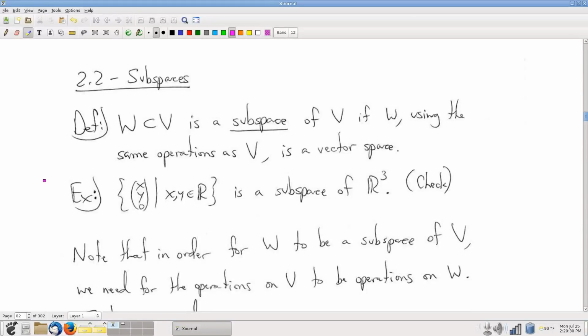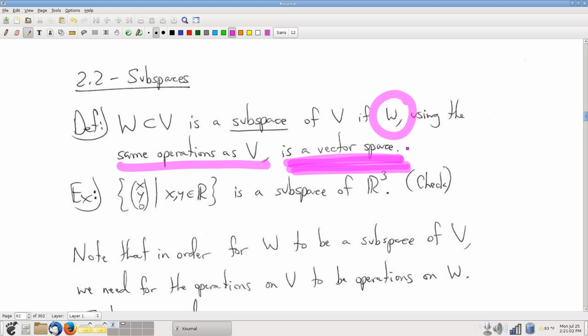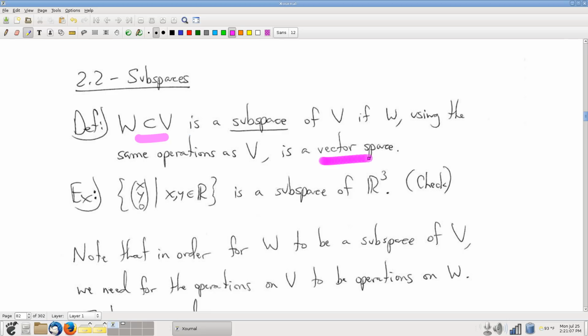So related to the idea of a vector space is the idea of a subspace. A set W that's a subset of a vector space V is called a subspace of that vector space V if a simple condition is met: if you were to attach to it the same operations as this larger vector space V, and with those same operations it itself were a vector space, then we call it a subspace. So no surprise with the language. It's a subset that is a vector space, and we combine to get subspace.